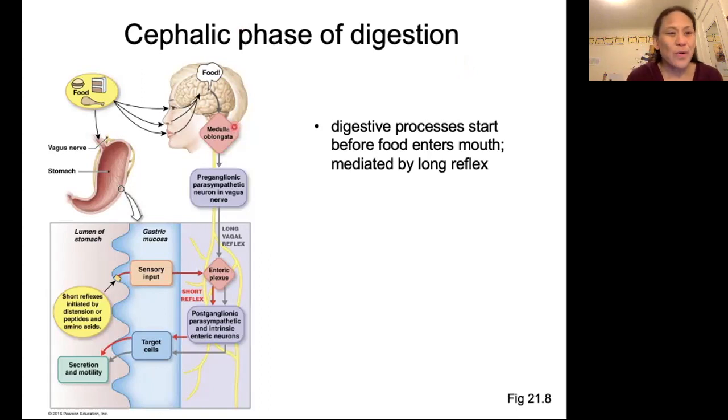Basically, the way it works is if we see or smell food, our brain processes that information and then it activates long reflexes that then activate secretion and motility in the digestive tract. So even before food enters our mouth, we've got the digestive juices flowing, the digestive juices being the enzymes, and we have some motion happening in our digestive tract.